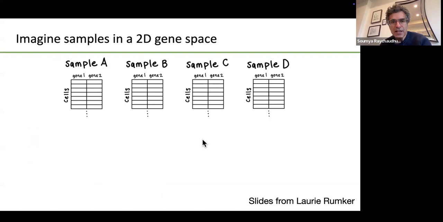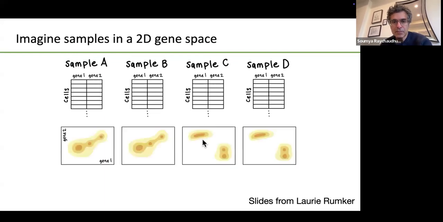So for a second, I'm going to ask you to forget the fact that we have so many different genes and just imagine that for every cell, we have just 2 genes. And you've got now a bunch of samples, sample A, B, C, and D. And what you might see is that sample A and sample B look very similar. There's some cells that express both gene 1 and gene 2 in the upper right, some that express fewer gene 1 and gene 2, and the individuals that have lots of low gene 1, gene 2 expressors also have a lot of high gene 1, gene 2 expressors.